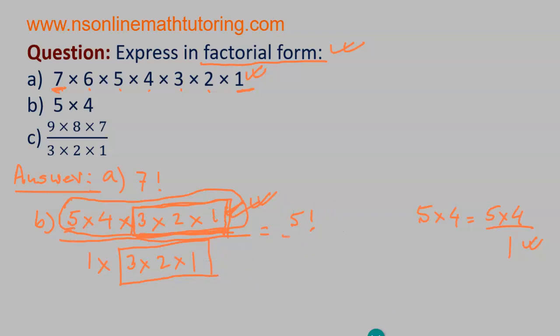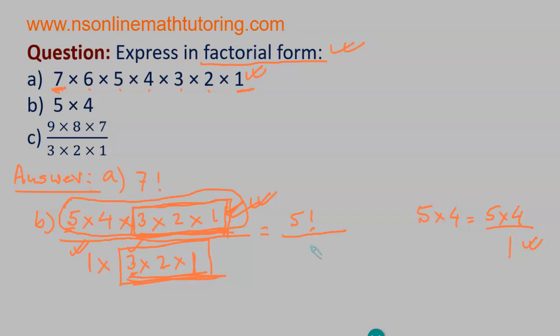But what about the denominator? In the denominator, I can just ignore this 1. It is not required. So, I start with this number 3, and then 3 minus 1 is 2, and then 3 minus 2 is 1, and we stop at this 1. As soon as we get this number 1, we stop. So, the starting number is 3. Therefore, this will be 3 factorial.